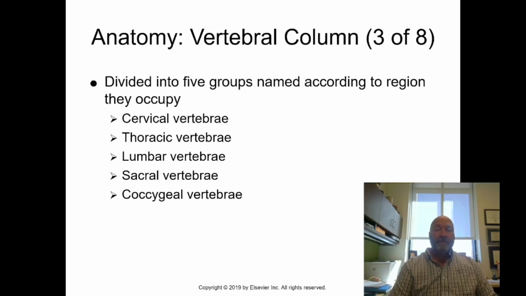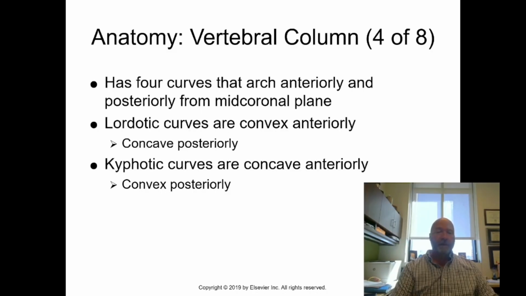So they're divided into 5 groups essentially. So you have cervical, thoracic, lumbar, sacral, and coccygeal vertebrae. And again, the sacrum and the coccyx fuse. The sacrum has 5 vertebrae, and the coccyx has anywhere from 3 to 5. And those vertebrae will fuse into two bones that are completely immovable.